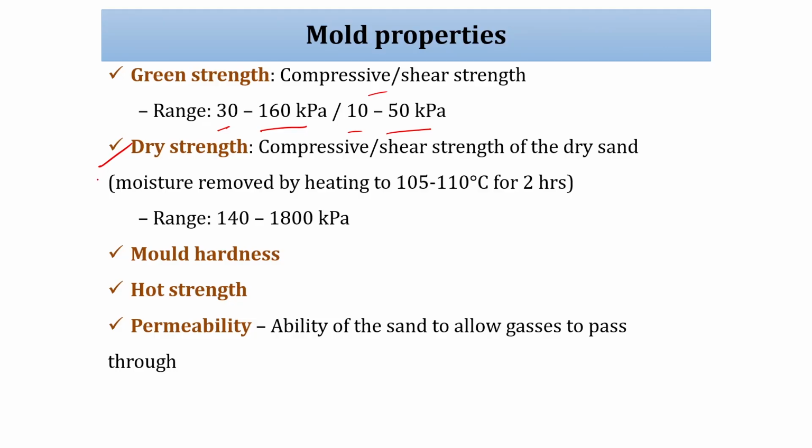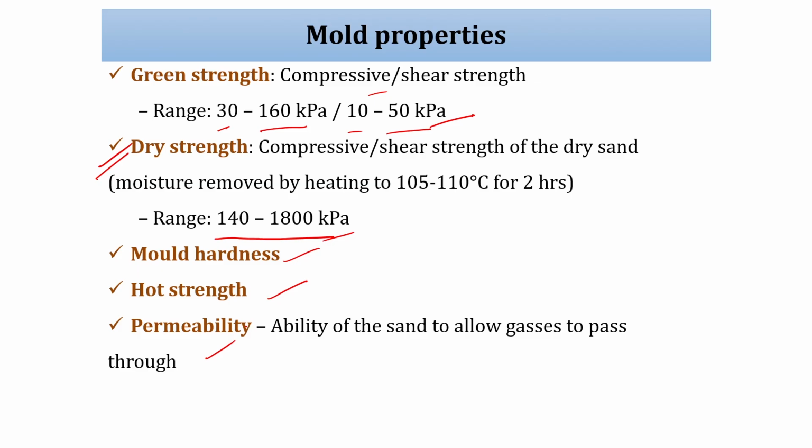If the sand is dry in nature and has no strength, what will happen? It will collapse, and then you can't get a product. The product will not be sound; defects will come. There are even chances that you can't fill the casting. That's why we need dry strength, and it should be higher than the green strength. Then mold hardness, hot strength, and permeability.